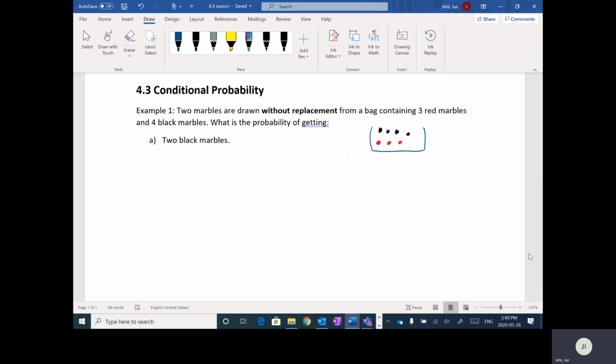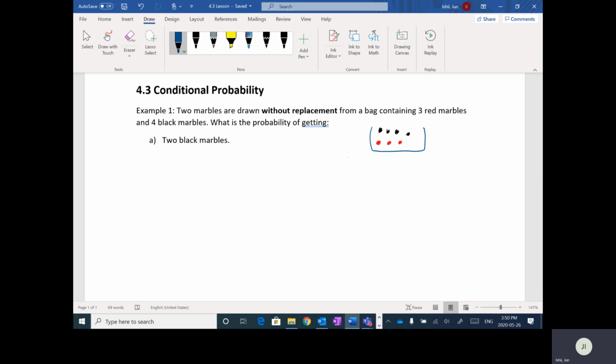Two marbles are drawn without replacement, and that's key. We're not replacing the marble. We're not putting it back after the first draw, from a bag containing 3 red marbles and 4 black marbles. So what is the probability of getting two black marbles? Here, I've drawn on the side the bag containing a total of 7 marbles. So 3 of which are red, 4 are black.